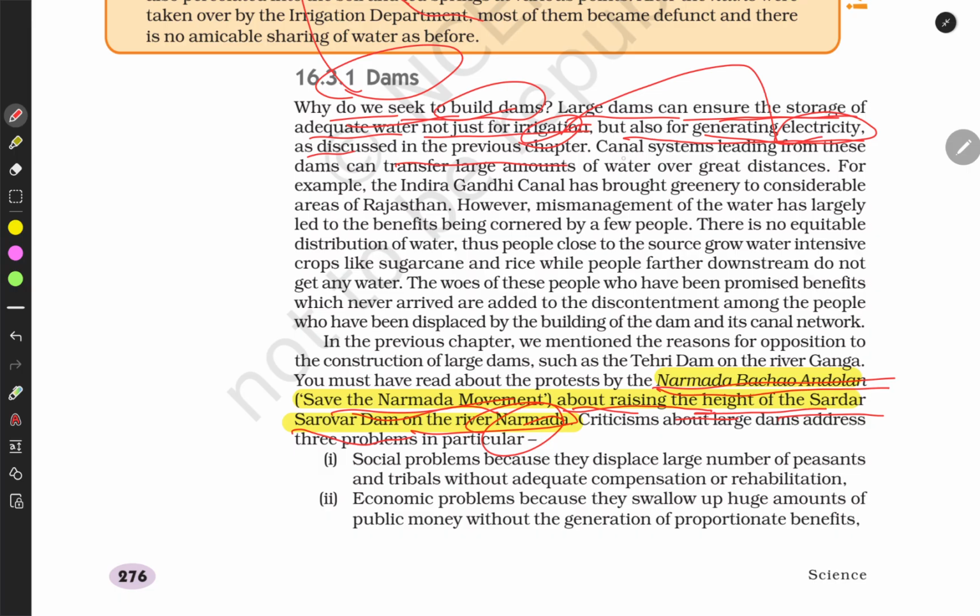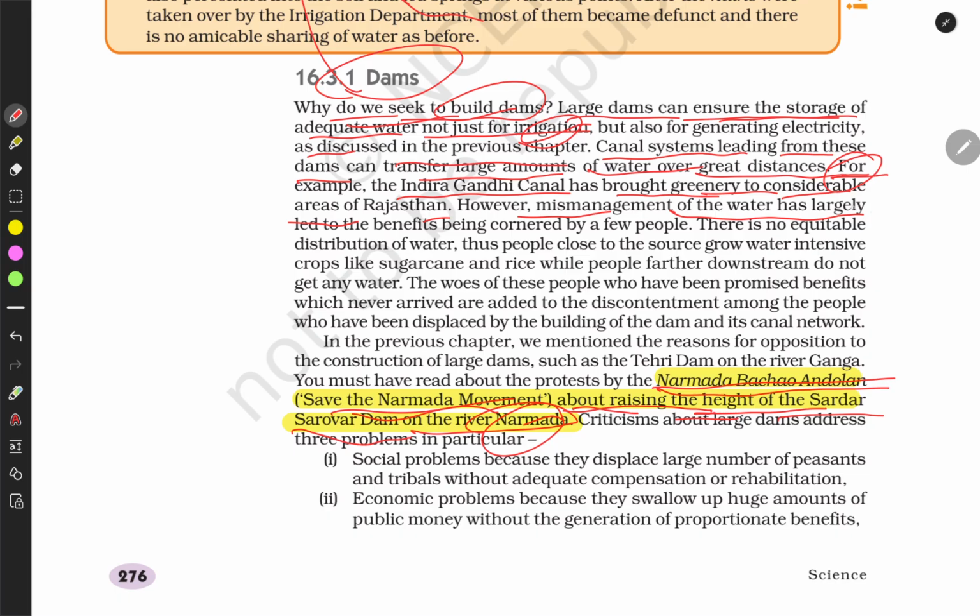And canal systems leading from these dams can transfer large amounts of water over great distances. This is what is happening in Rajasthan. We diverted a lot of river water through the canals, and this is why we are satisfying the water needs in the far western regions of Rajasthan, particularly in districts in deserts. For example, the Indira Gandhi Canal brought greenery to considerable areas of Rajasthan.